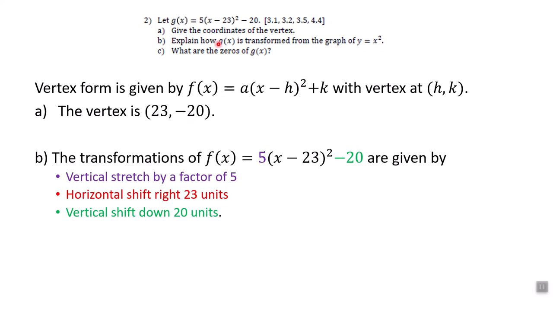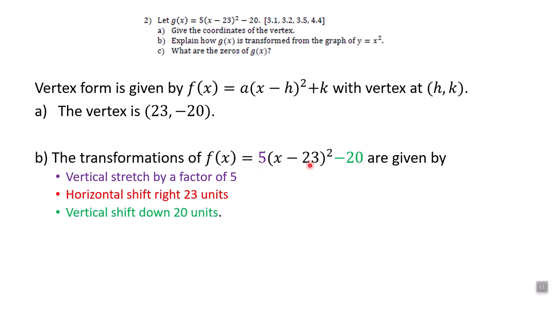All right. Explain how g of x is transformed from the graph of y equals x squared. And if we highlight them here in various colors, the 5 out in front, because it's in front of the squared, it's before the operation of the function itself. We call it on the outside, and anything affecting the outside of the square is going to refer to the vertical. So for multiplying, we're going to have a vertical stretch by a factor of 5.